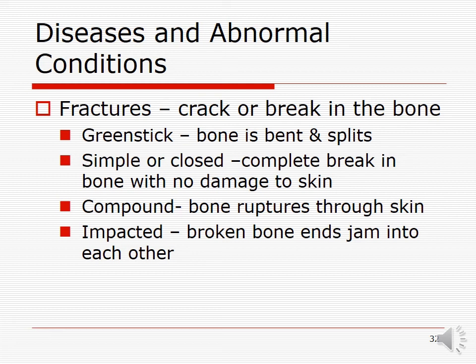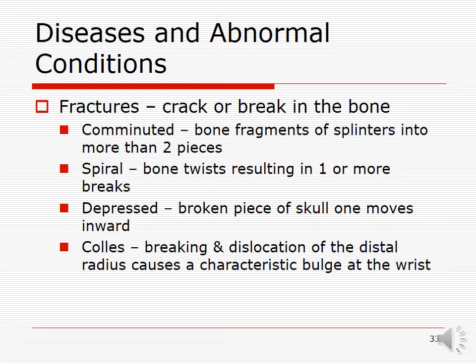There can be quite a bit of disruption, and oftentimes in an impacted fracture, because it's kind of crushed those bones, sometimes again you need pins and surgical intervention for those. A comminuted fracture, this is where the bone fragments, there's just splinters into more than one piece. Again, sometimes that's not going to heal on its own. Oftentimes you need surgical intervention. They go in and put some pins in there to hold stuff together.